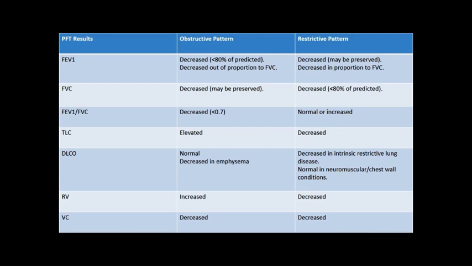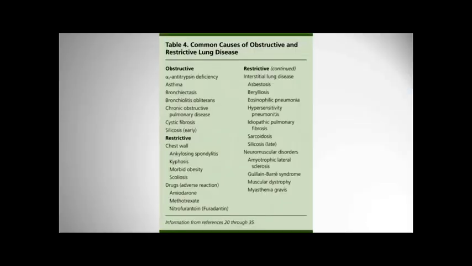And the vital capacity is decreased in both cases. Okay, so a table for you to compare the two patterns, obstructive and restrictive. And there you have some causes of obstructive and restrictive lung diseases. Of course, we are not going to study all of them in pulmonology, because there are many to study in the future. Okay, we already studied this.